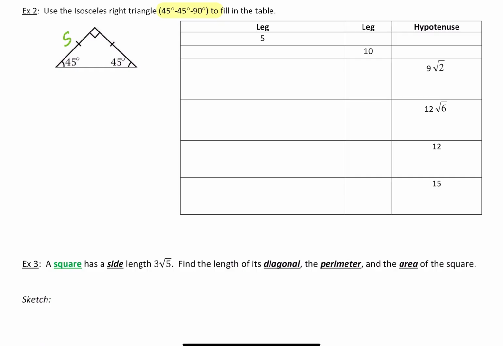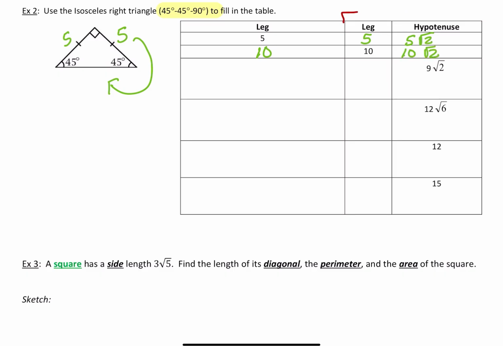So we're saying if one side is a 5, what is the other leg? And then what is the hypotenuse? All right, so if one leg is a 5, we know the other one is a 5. And I'll do the 10 as well. If one leg is a 10, we know the other one is a 10. All right, and how do you get the hypotenuse? You simply take the leg and you multiply it by the square root of 2 for each one of these.